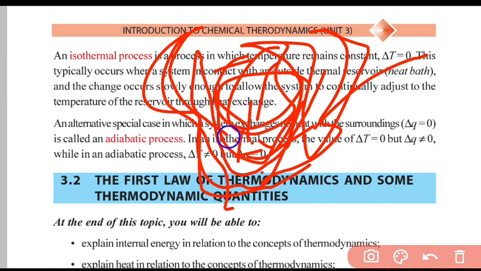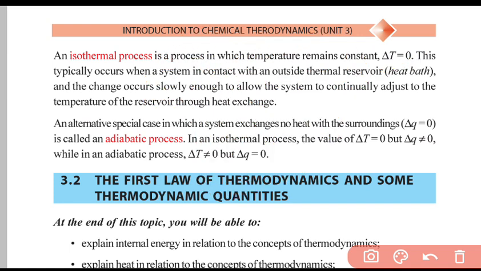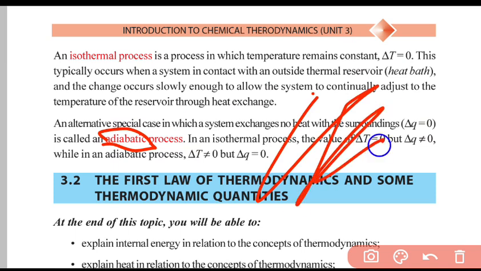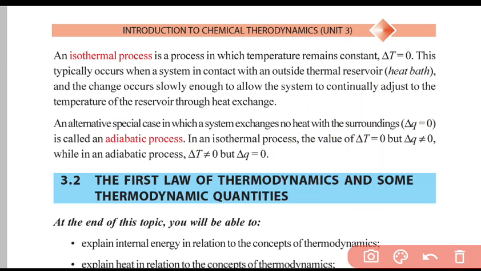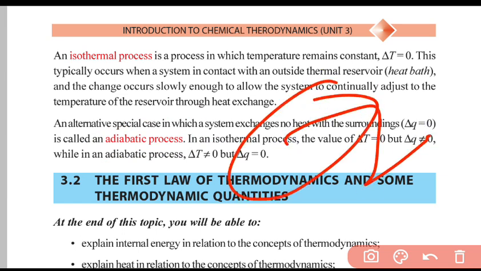There is no heat exchange. That is because the process happens quickly. Adiabatic is like a quick learner: the process is quick, so there is no time for heat exchange.